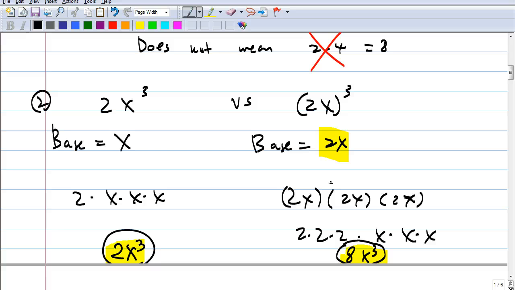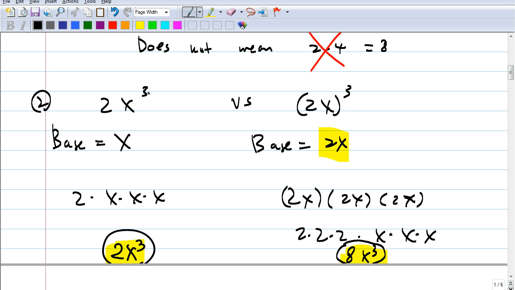So as you can see, even though they look very similar, like 2x to the third and then (2x) in parentheses to the third, they mean very different things, isn't it? And I heard this math teacher explaining this to students. I think I kind of like that too. You see this exponent? So to explain why this happens is the exponent.